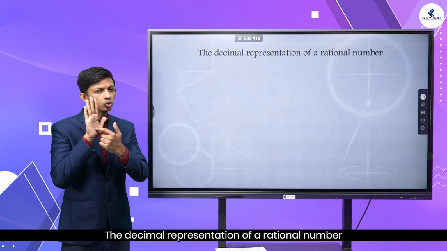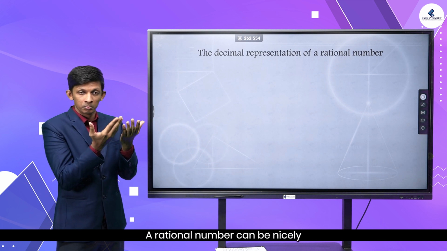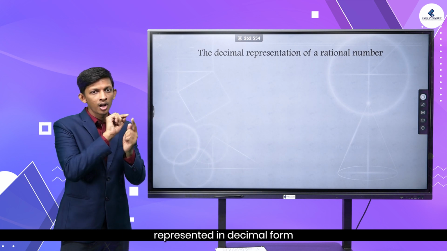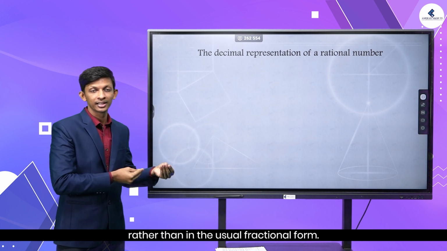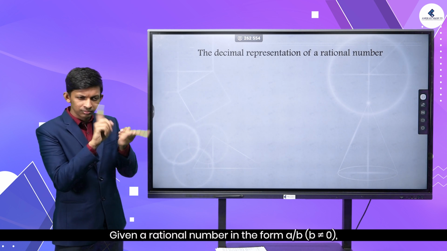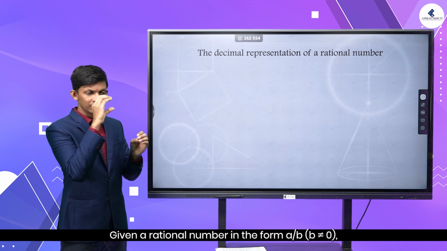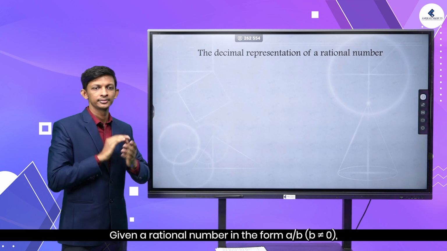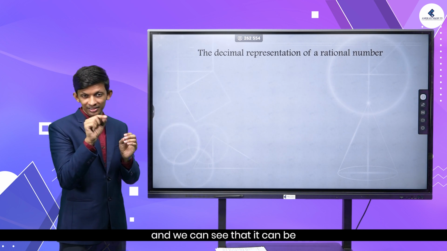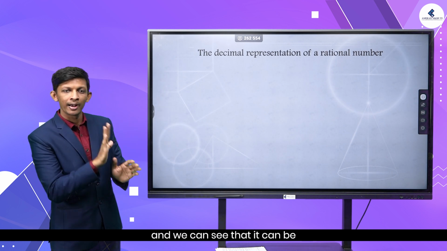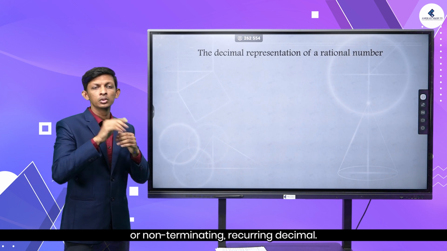The decimal representation of a rational number. A rational number can be nicely represented in decimal form rather than in the usual fractional form. Given a rational number in the form a by b, where b is not equal to 0, just divide the numerator a by the denominator b, and we can see that it can be expressed as a terminating or non-terminating recurring decimal.